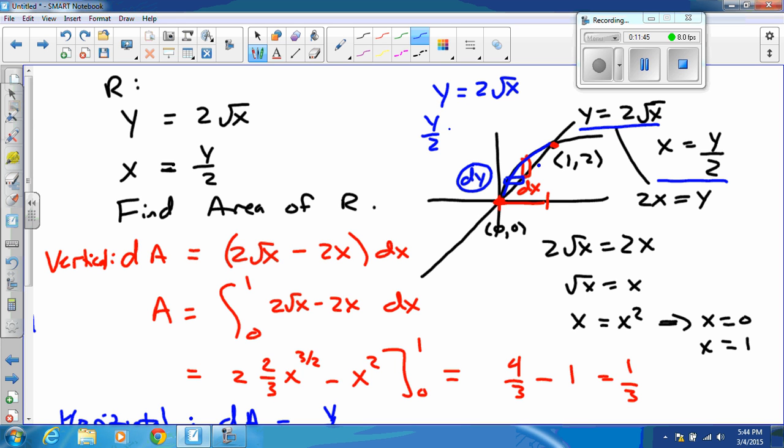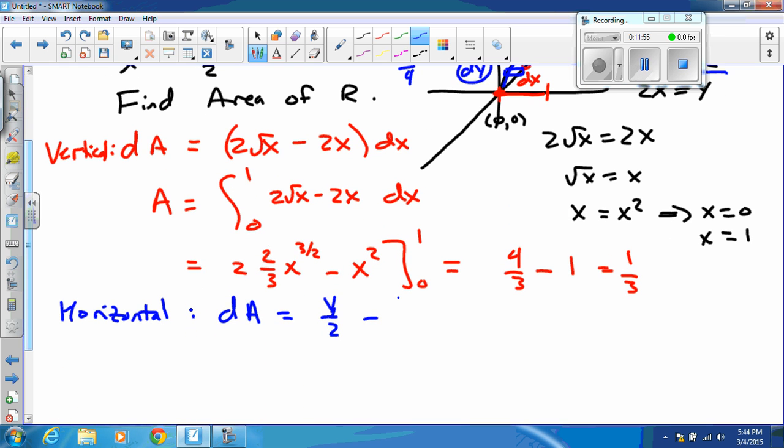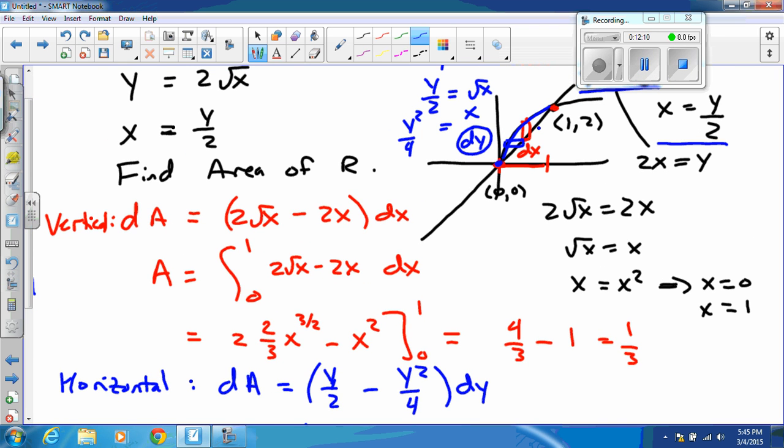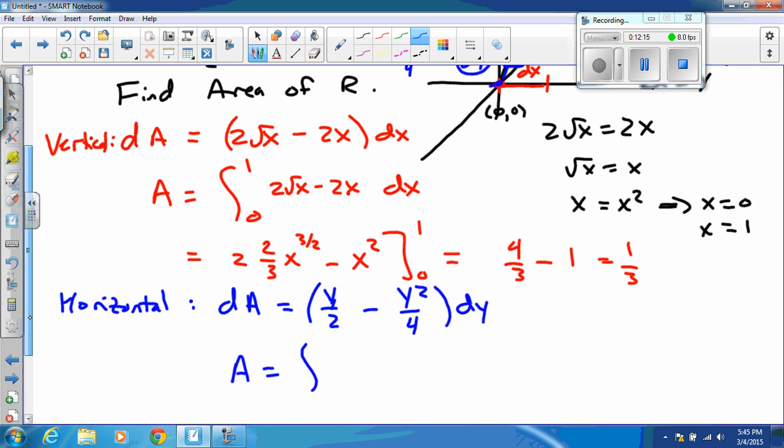So if I come back to the equation for this curve, I can now solve for x in terms of y with a little bit of simple algebra. X is equal to y squared over 4. And that is the equation for my left curve in terms of y. So dA is equal to y over 2 minus y squared over 4. And the area is now going to be the integral from the first y, which is 0, all the way up to the last y, which is 2.